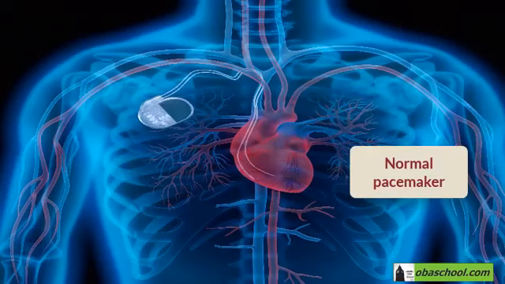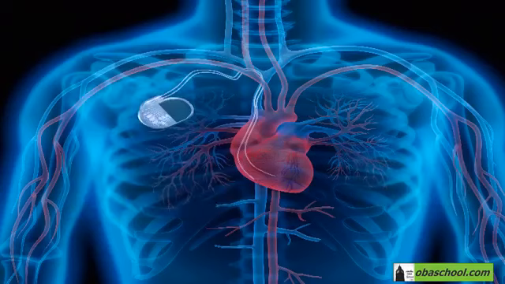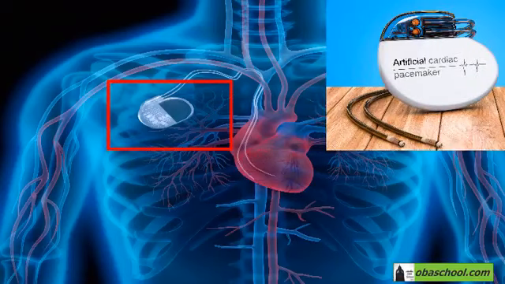However, if they stop working properly, the heart can either be too slow and the person affected will not get enough oxygen, or it can be too fast and not be able to pump blood properly. So, the technology that treats this problem is the artificial pacemaker.